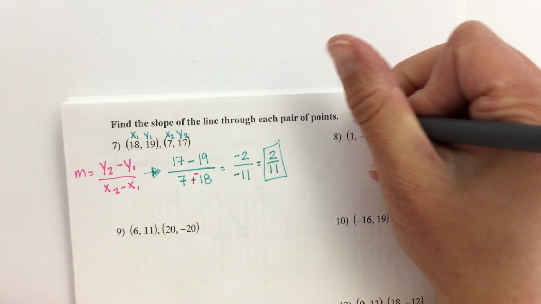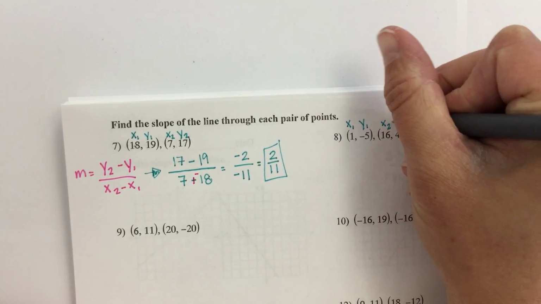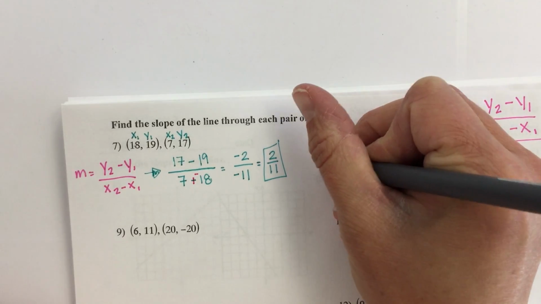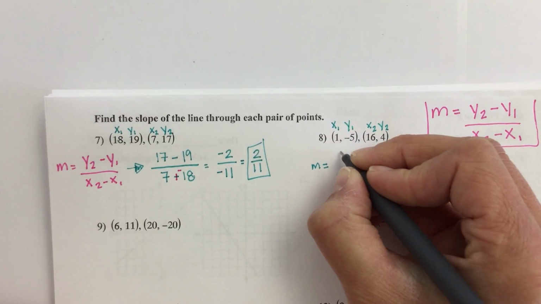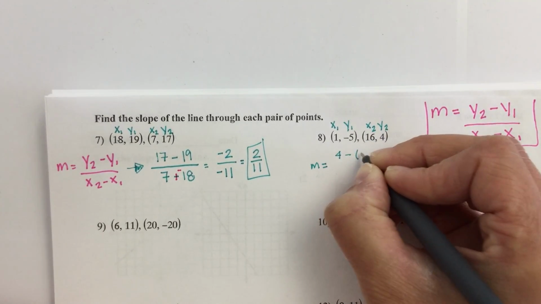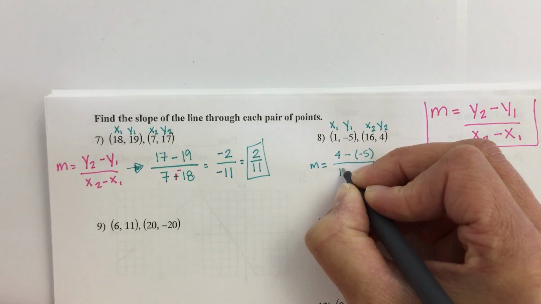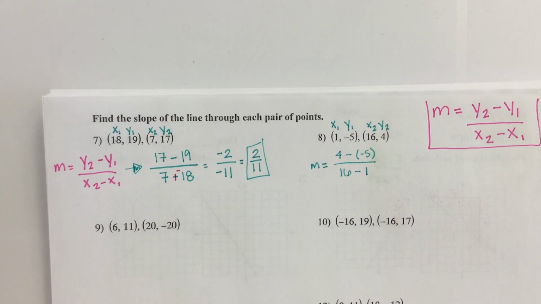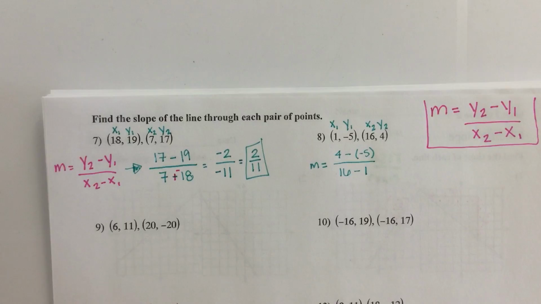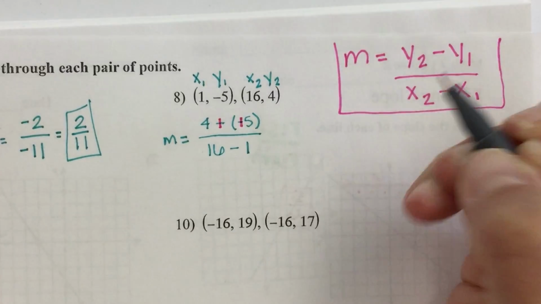So number 8, x1, y1, x2, y2. y2 is 4, y1 is -5. x2 is 16 over x1 is 1. Now, one thing that we need to remember here is that if you subtract a negative, yep, it really turns to addition, so I'm going plus the positive.